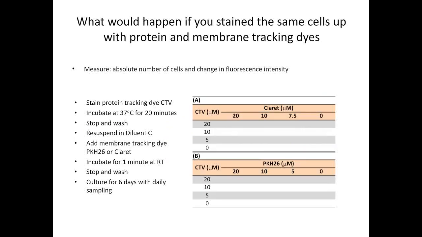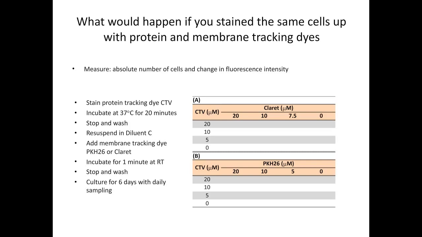So, taking advantage of the NovaCyte, we set up an experiment where we co-labeled the same cells with a protein dye and a membrane dye. And we also did absolute number counts on the NovaCyte because it knows the volume that it's taking. It can then give you the number of cells per microliter.